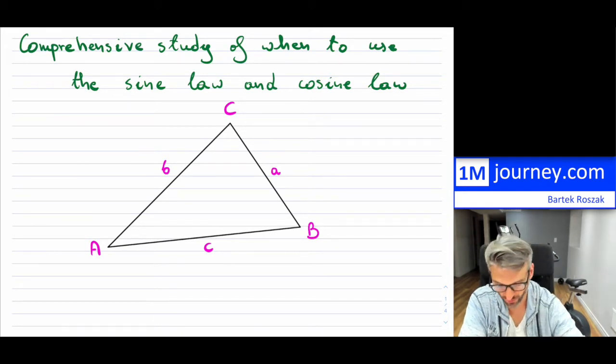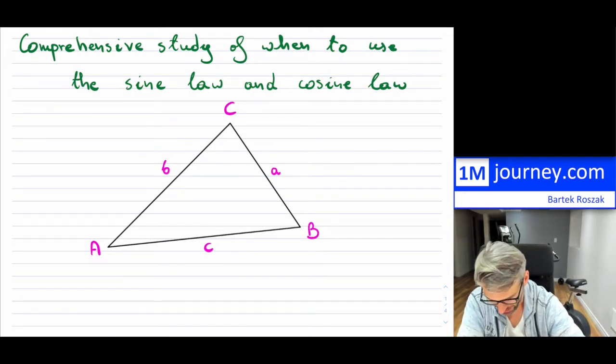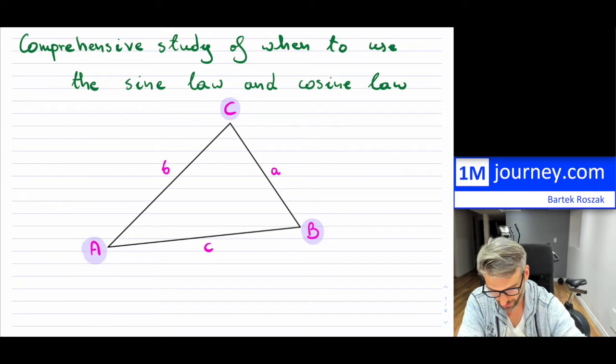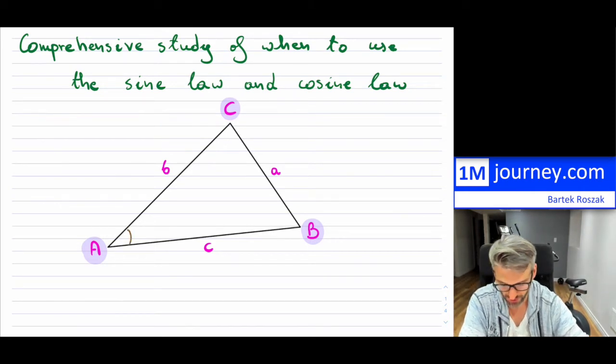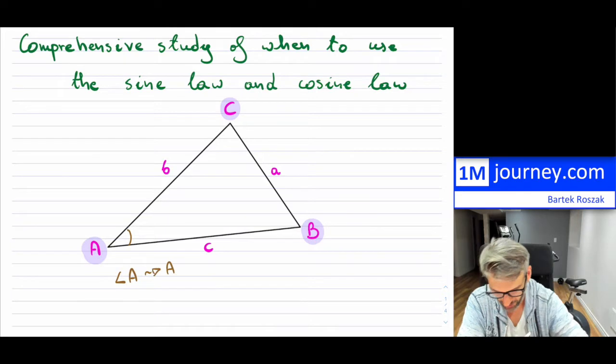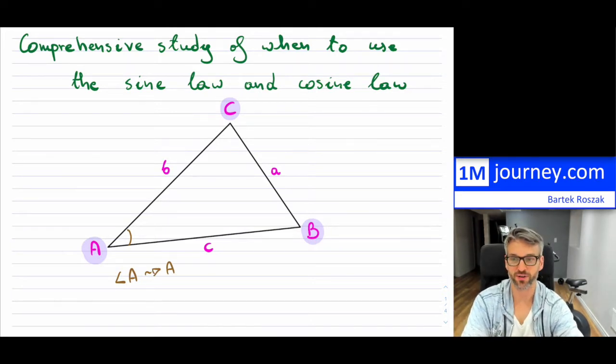So for convenience, what I have done is I have labeled these vertices here A, B, and C. And I'm going to take the angles and refer to them simply. So instead of writing angle A, I will just write A. And I'm going to do the same thing for all the other angles at the vertices.